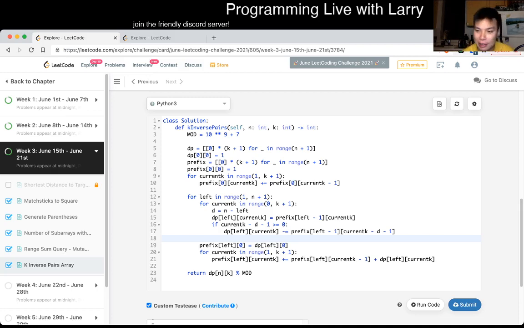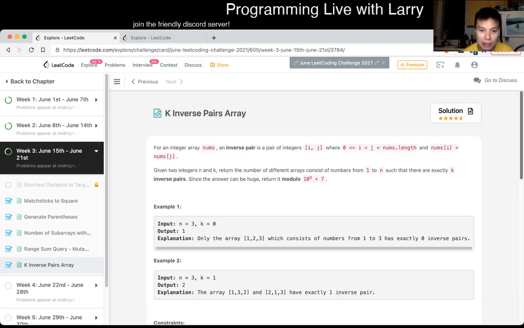Let me know what you think about today's problem, which is K Inverse Pairs Array.